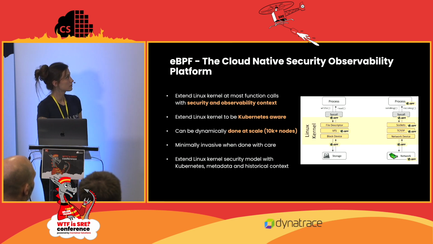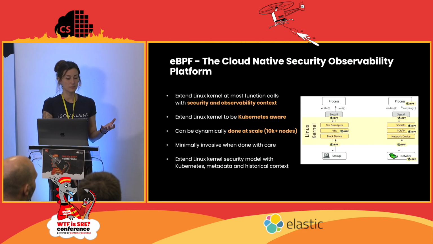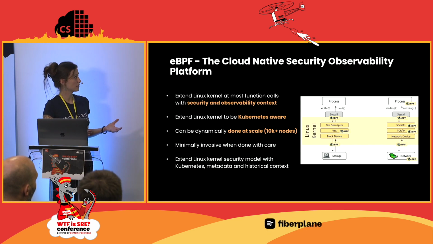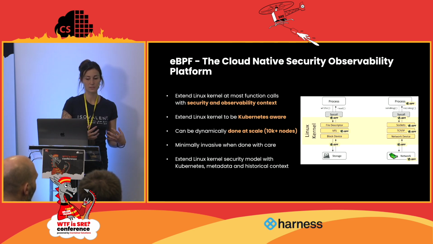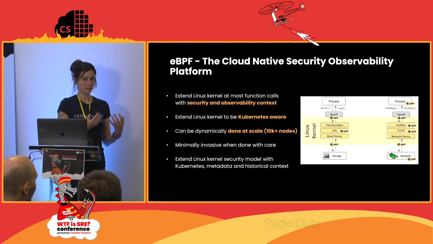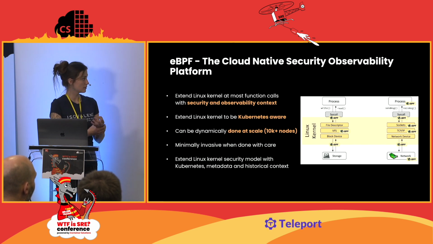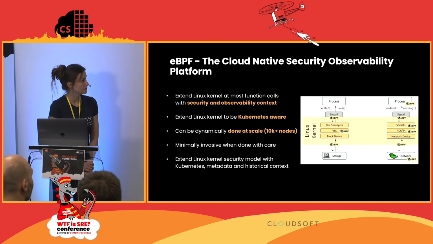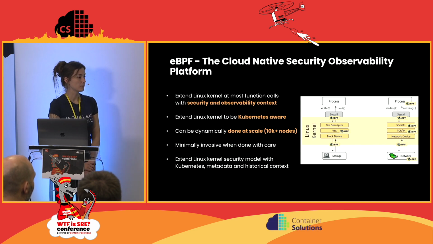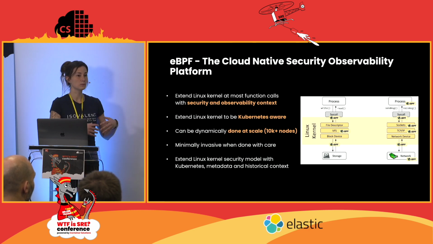So how does that come into the cloud-native security observability space? Since we are in the Linux kernel, we could extract security and observability context from those programs, and make those programs Kubernetes aware, so you could get the Kubernetes identities. It can be done dynamically, so there is no need to change the application. And it can be done at scale. We have users with 10K nodes, so it's very effective. And it's minimally invasive when you do it with care.